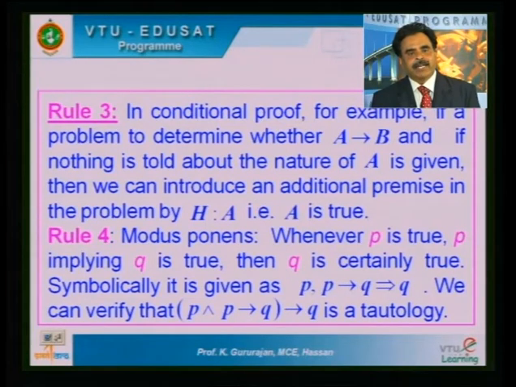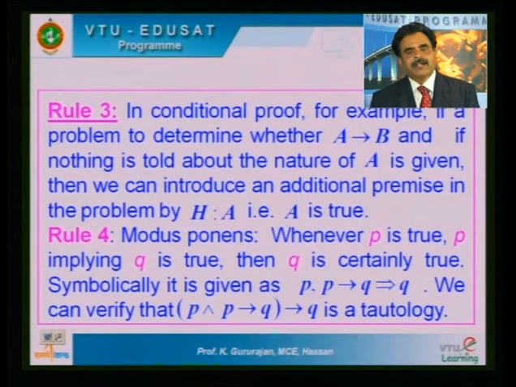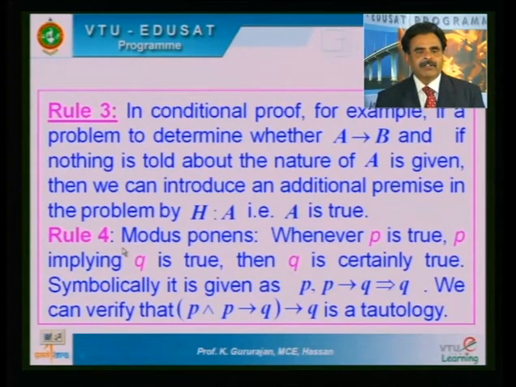Just like saying, if I am in Bangalore, can I give a presentation? First of all, I should be in Bangalore to deliver a lecture using the VTU EDUSAT channel. First I must be present in Bangalore, otherwise it is not possible. Suppose I want to find out whether Guru Raj will deliver a lecture using the VTU EDUSAT channel. I must first be available in Bangalore. So I'll start with the assumption, yes, I am in Bangalore, and only then the question of whether I'll be able to do it or not arises. This is called rule number 3.